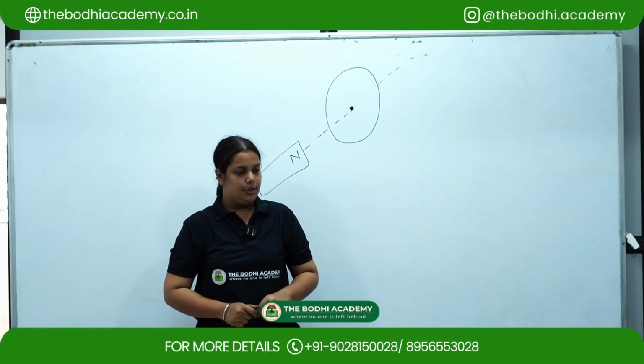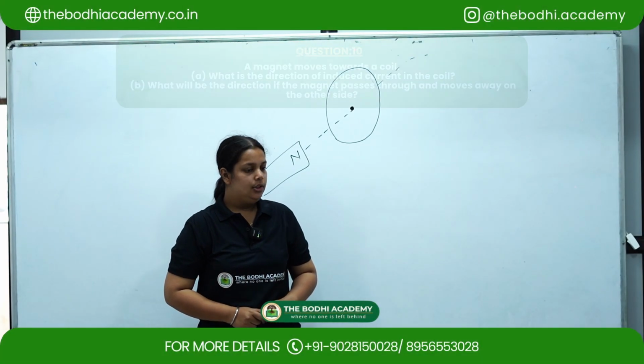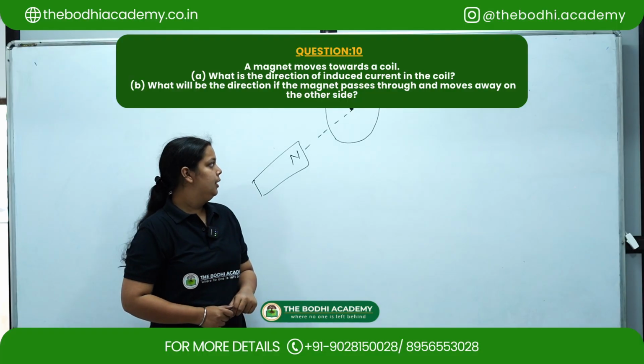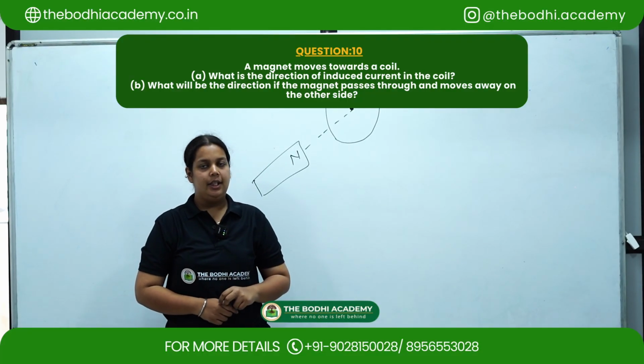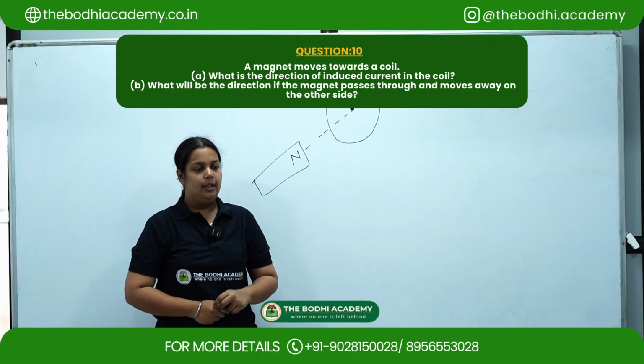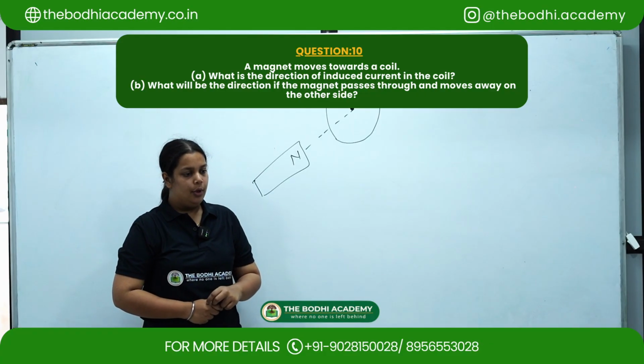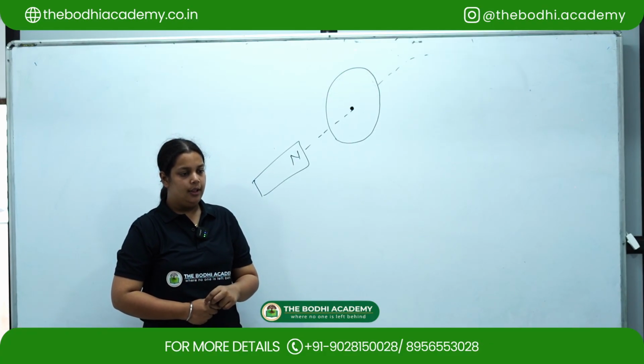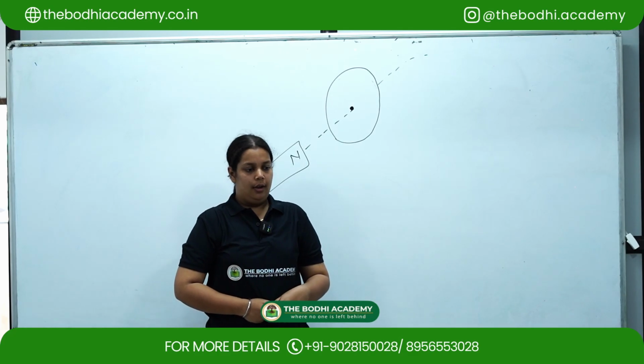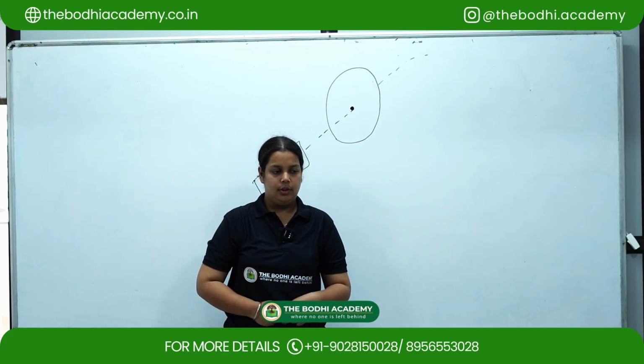Let's move on to the next question. This figure shows a magnet moving towards a coil. What will be the direction of the current induced in the coil? What will be the direction of the induced current if the magnet passes through and continues to move away on the other side of the coil?